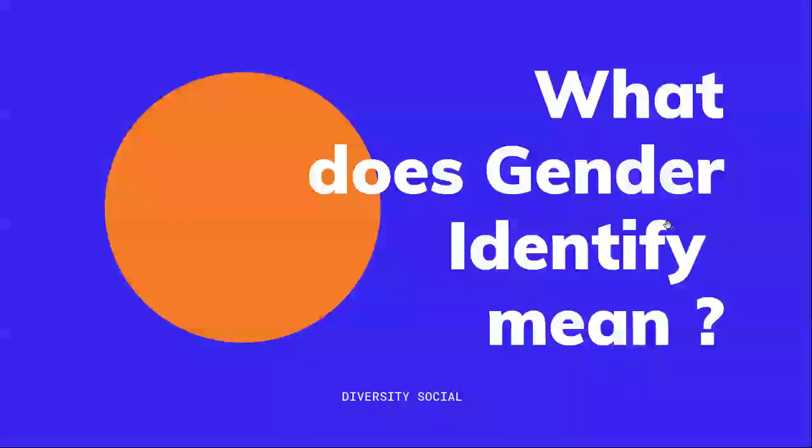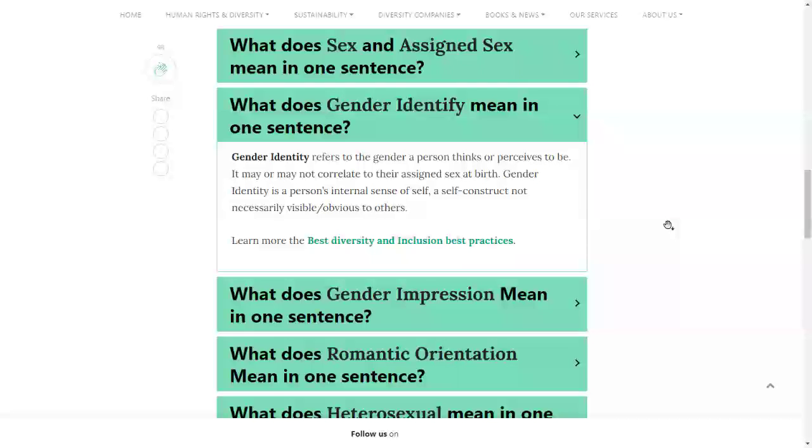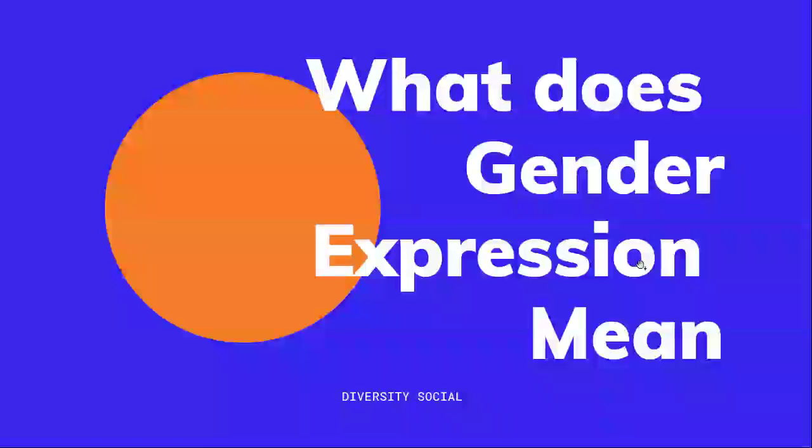What does gender identity mean? Gender identity refers to the gender a person thinks or perceives themselves to be. It may or may not correlate to their assigned sex at birth. Gender identity is a person's internal sense of self, a self-construct, not necessarily visible or obvious to others.